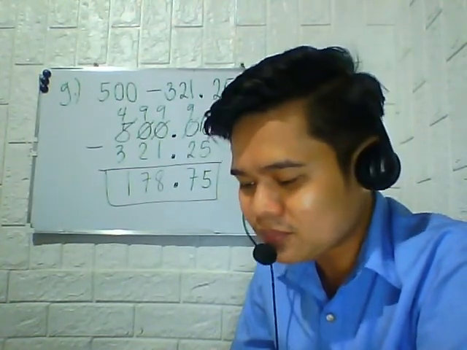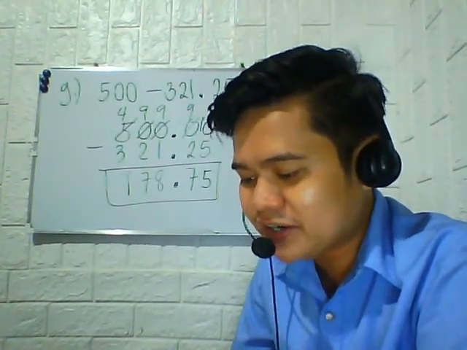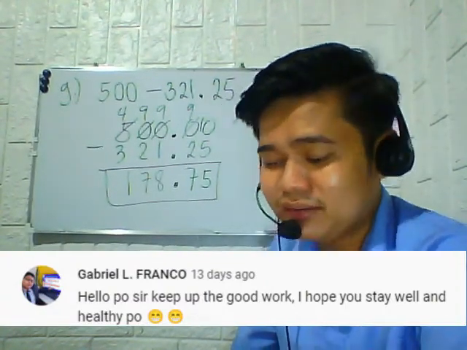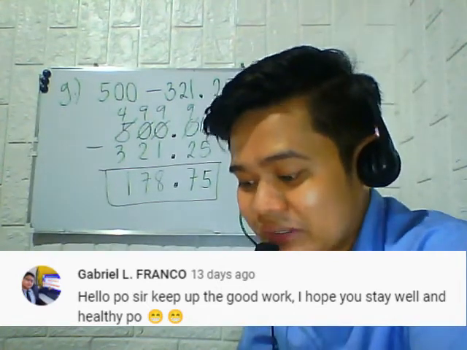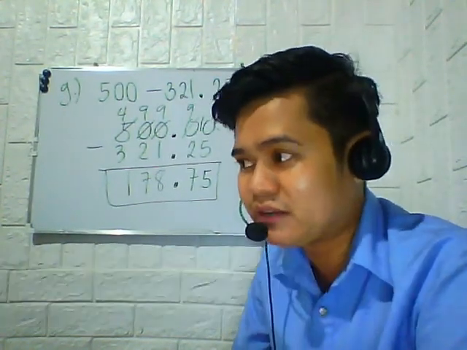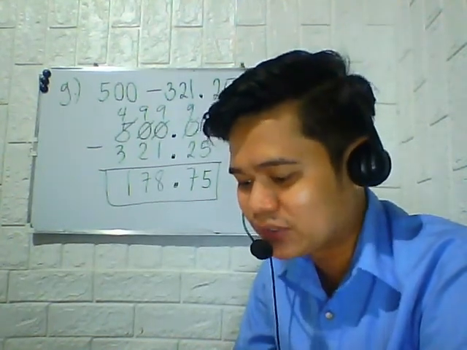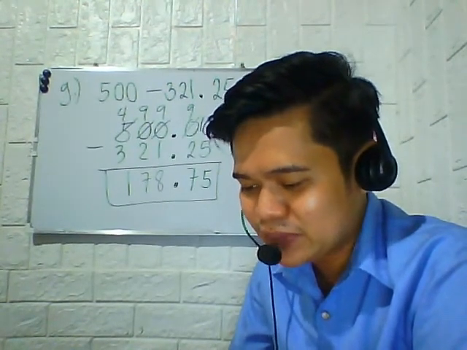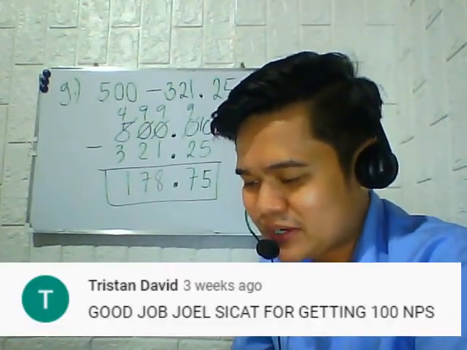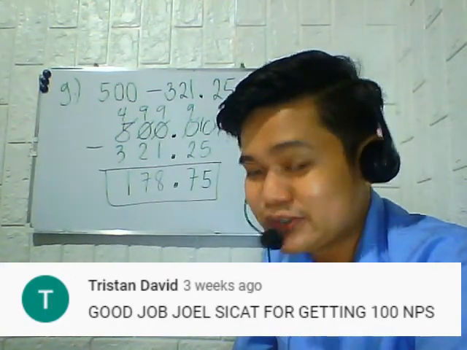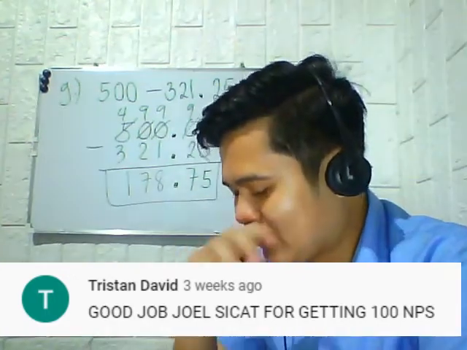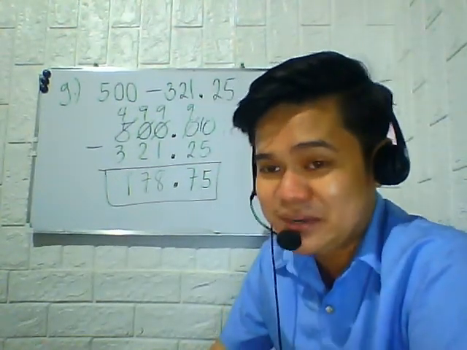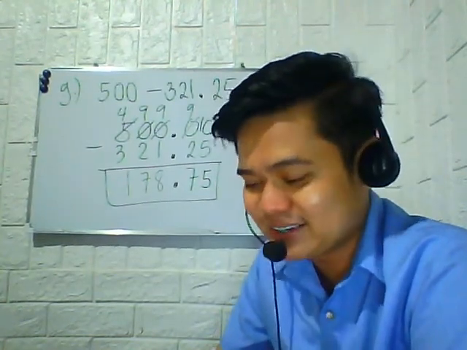All right. Next, we also have Gabriel Franco. He said, "Hello po sir, keep up the good work. I hope you stay well and healthy." Well, thank you Gabriel. You also stay well and healthy. Gabriel, I believe he is in grade 6 now, batchmate of Yuan Bondok. We also have my workmate, Kuya Tristan. He said, "Good job Joel Sikat for getting 100 NPS." Well, good job to you too. I believe you have the most 100 NPS among us. Congrats to you too and thank you.